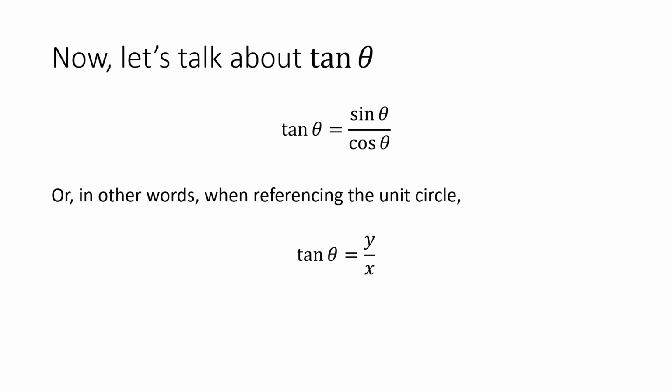Okay, and then let's talk about tan theta. Well, tan theta is sine theta over cos theta. That's a trig identity that we learned in grade 11. Now, because sine theta is the y coordinate and cos theta is the x coordinate, we can say that when we're talking about the unit circle, tan theta is really y over x.